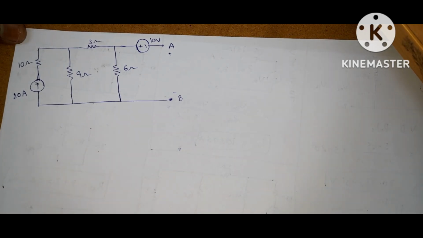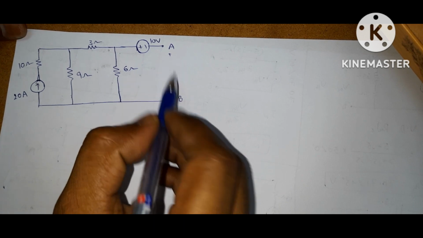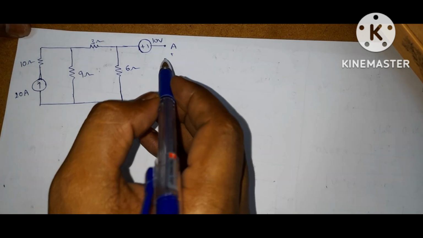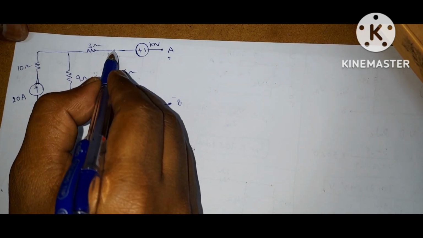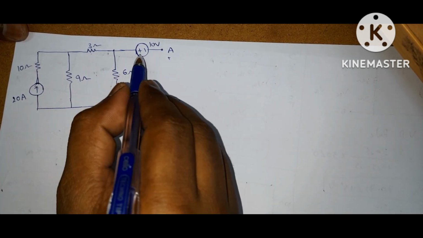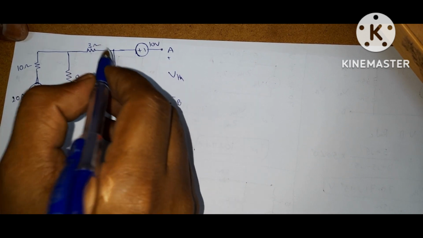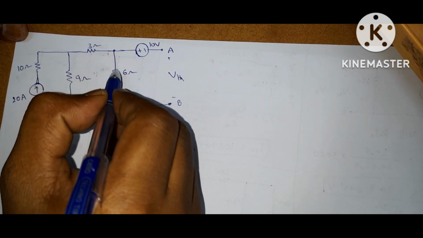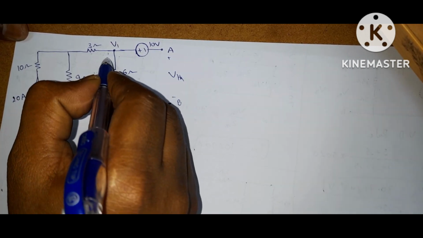Next question is, find the VThevenin and RThevenin across the terminals AB for the following network. This is the given network. So he is asking for the Thevenin voltage and Thevenin resistance across these two terminals. Here this is open circuit. This node voltage does not become the Thevenin voltage, because here there is a voltage source. We need to find the voltage across this 6 ohm resistor, that is the voltage at this node, let it be V1.